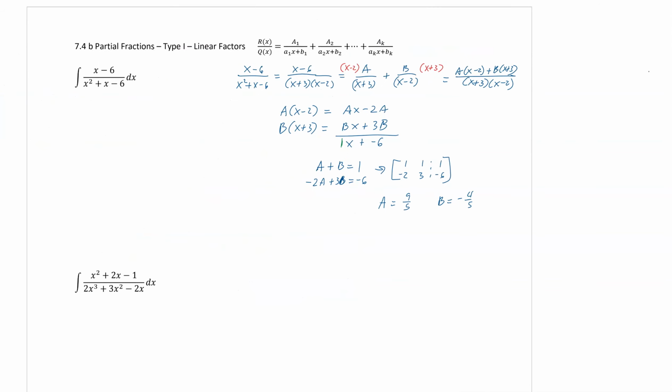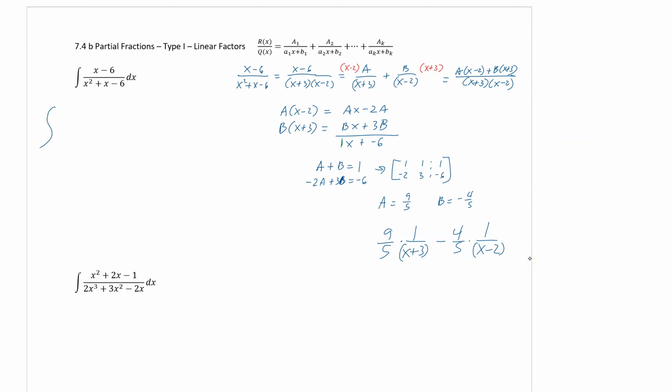Now we have decomposed our fraction, because it becomes 9 over 5, oops, sorry, positive, not negative, times x plus 3, because that's our A, minus 4 over 5 times x minus 2. But what I like to do is write it this way. We write it as 9/5 times 1 over x plus 3, because we're going to be integrating this, minus 4/5 times 1 over x minus 2. This will make it a lot easier to take our integral. So now we've taken our fraction x minus 6 over x squared plus x minus 6, done our decomposition and created this new fraction.